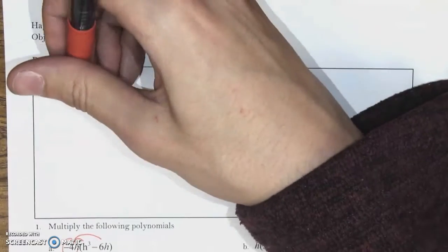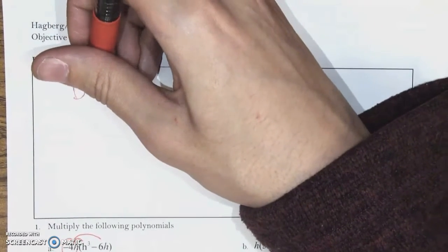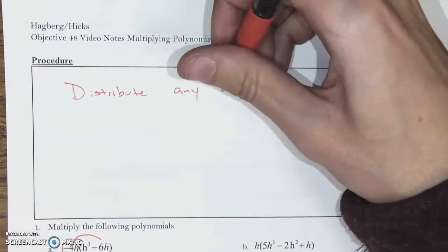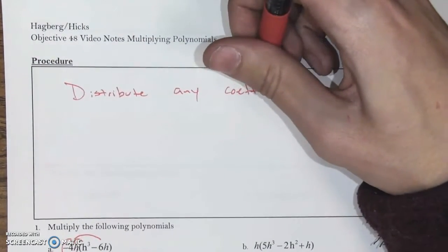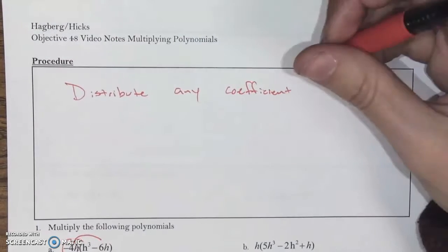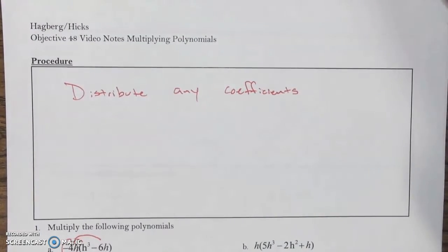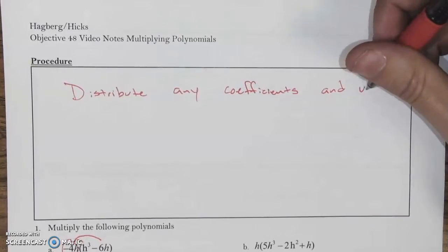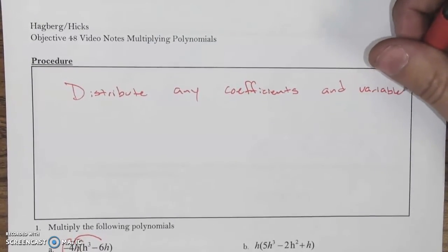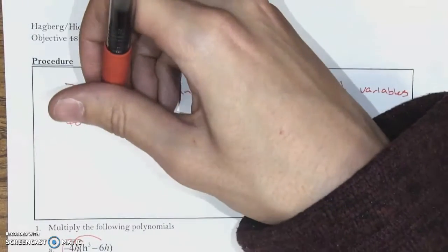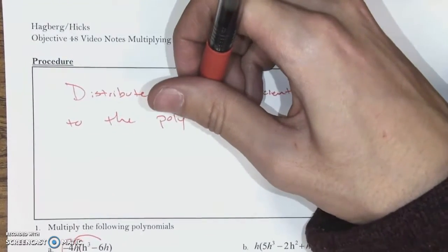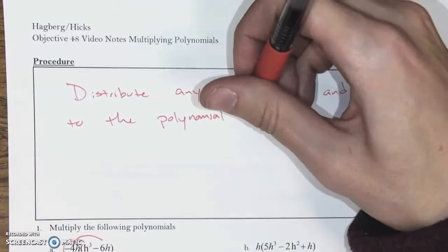So to write it out, we want to distribute any coefficients. And as a reminder, the coefficient is the number in front of the variable. So we want to distribute any coefficients and the variables to the polynomial inside the parentheses.